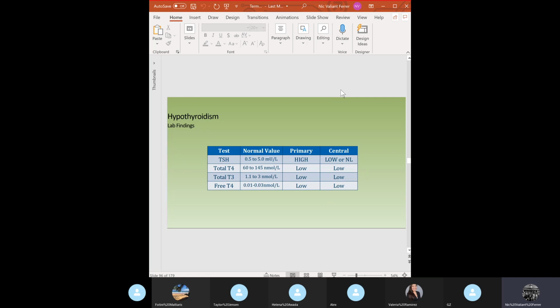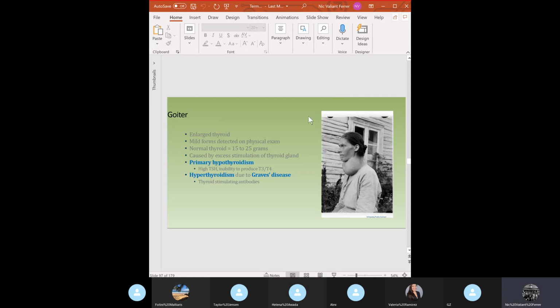Okay? So what is goiter? Goiter is an enlarged thyroid. Normally the thyroid is like 15 to 25 grams. Goiter is caused by excessive stimulation of your thyroid gland, commonly seen in primary hypothyroidism. Again, low T3, T4, high TSH, and also in hyperthyroidism due to Graves' disease. Why? Because you have thyroid stimulating antibodies.